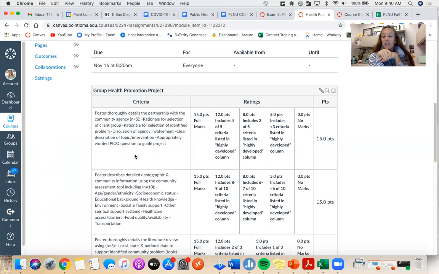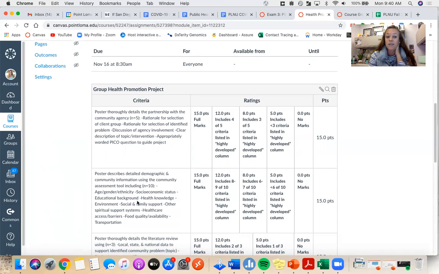Keep in mind that this is a lot of information to fit on a poster, and so it needs to be bullet pointed. It does not have to be complete sentences. I actually discourage the use of complete sentences. Bullet points are great. And then you can talk about it in more detail when you present to the class.